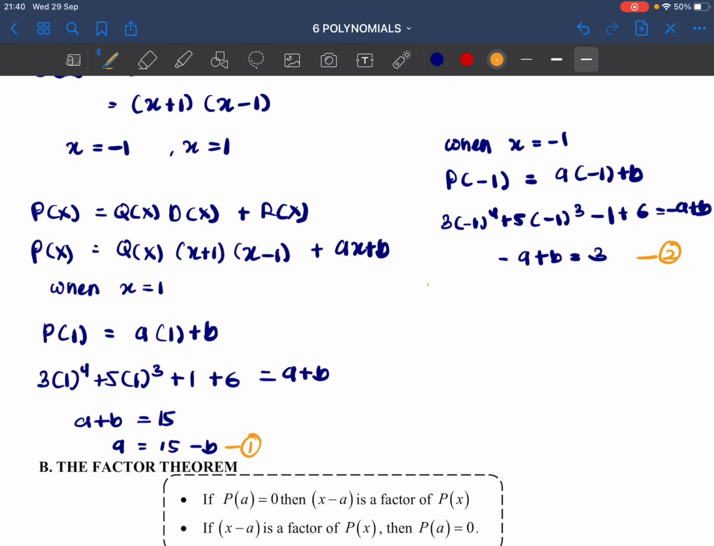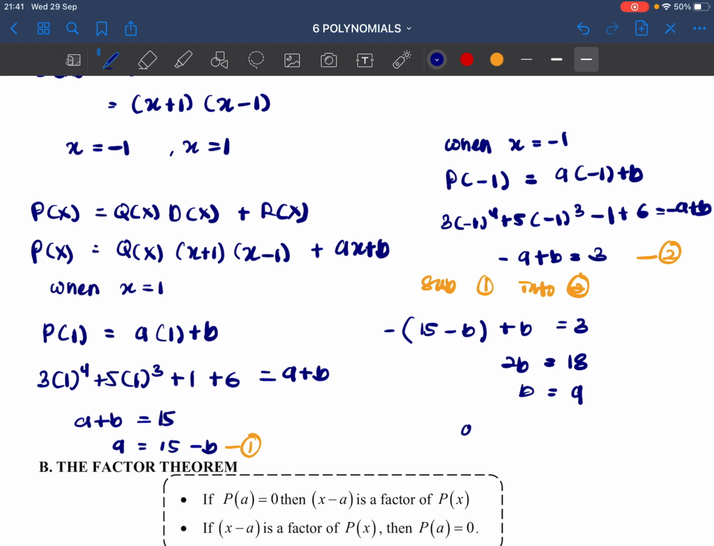So now just substitute 1 into 2. So here we will have negative (15 minus b) plus b equals 3. And then we have 2b equals 18, and then your b is supposed to be 9. Then straight away we are going to get our a. A equals 15 minus 9, which equals 6.